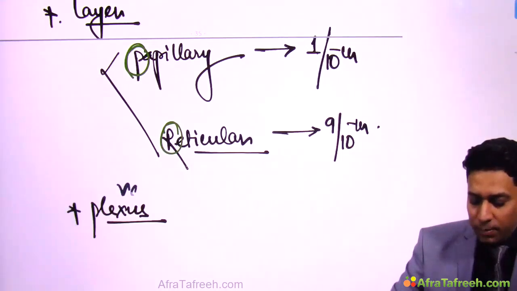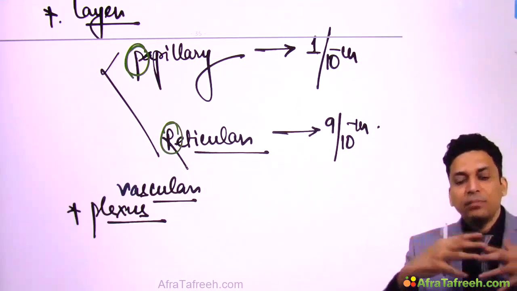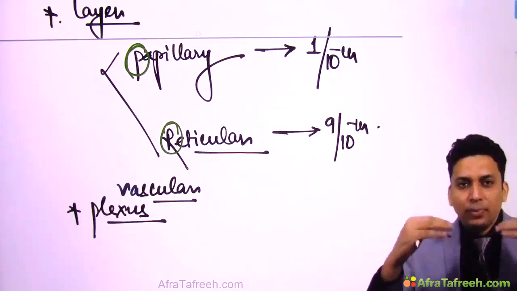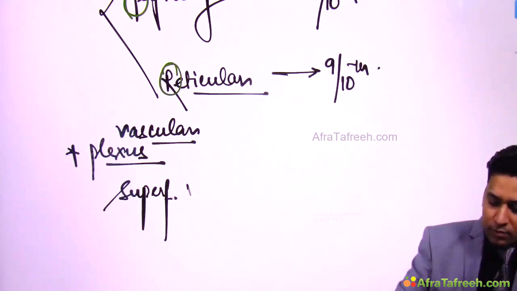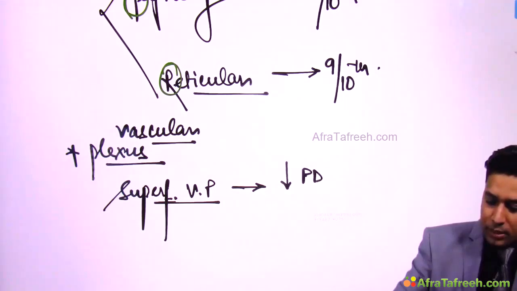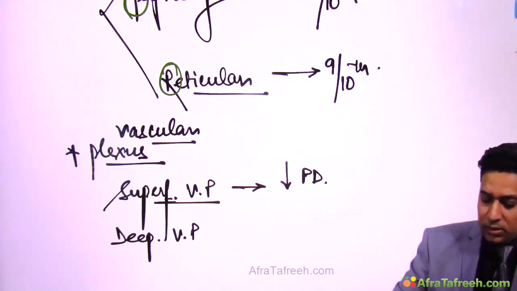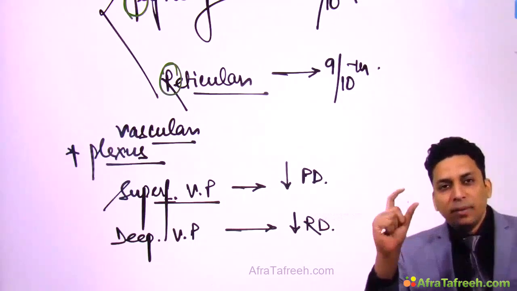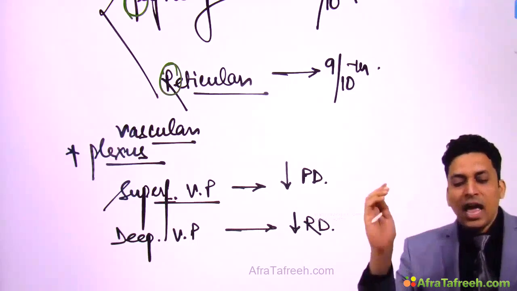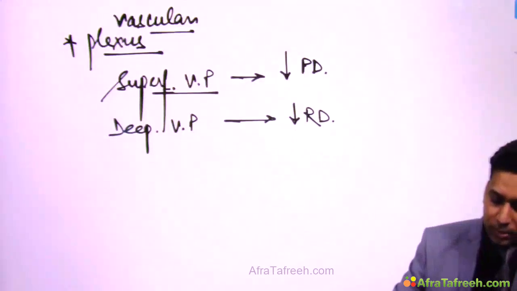Then there are vascular plexuses. Because the dermis is richly supplied by blood vessels, these blood vessels form two plexuses. The first plexus, the superficial vascular plexus, is below the papillary dermis, and the deep vascular plexus is present below the reticular dermis. So in between papillary and reticular dermis is the superficial plexus, and below the reticular dermis is the deep plexus. These are the two vascular plexuses which are present.